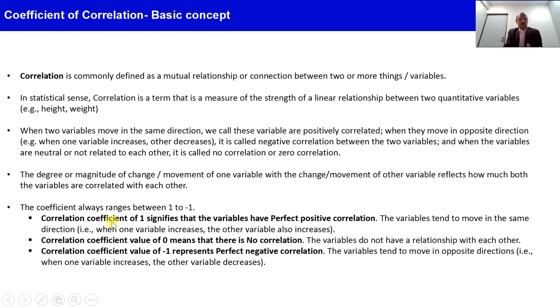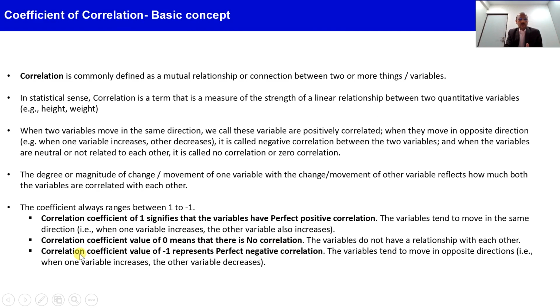A correlation coefficient value of 1 will signify that the variables have perfect positive correlation. That means if one variable goes down by 5%, another variable will also go down by 5%. If one variable goes up by 7%, another variable will also go up by 7%. So that's called exact perfectly positive correlation between the two variables. The second value could be 0, which means that there is no correlation, or in other words, the variables are totally independent of each other. They have no relationship between them.